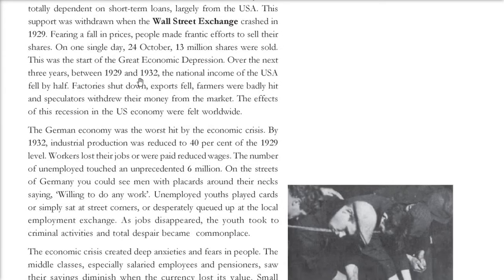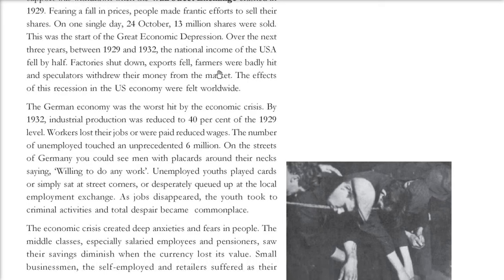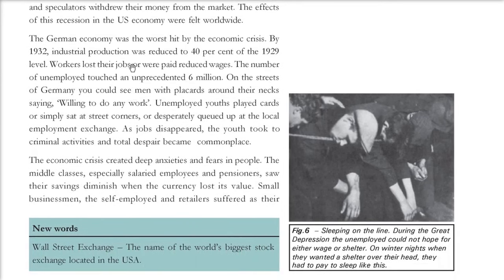In the USA, the national income fell by half. Factories were shut down, exports fell, farmers were badly hit, and speculators withdrew their money from the market. And when they withdrew the money from the market, the German economy went into economic crisis. By 1932, industrial production was reduced to 40% of the 1929 level. Workers lost their jobs. The number of unemployed was 6 million. So all were jobless. This economic crisis created anxiety and fear in people.